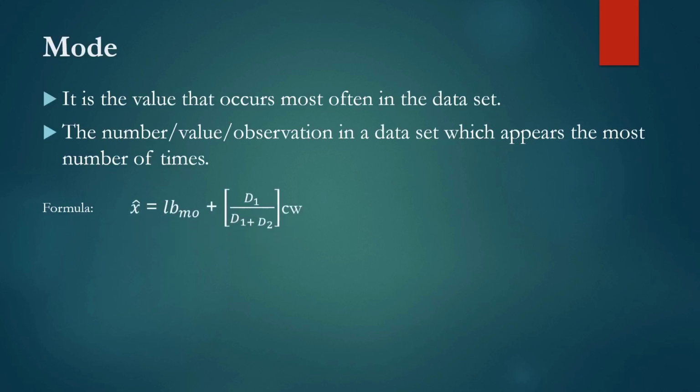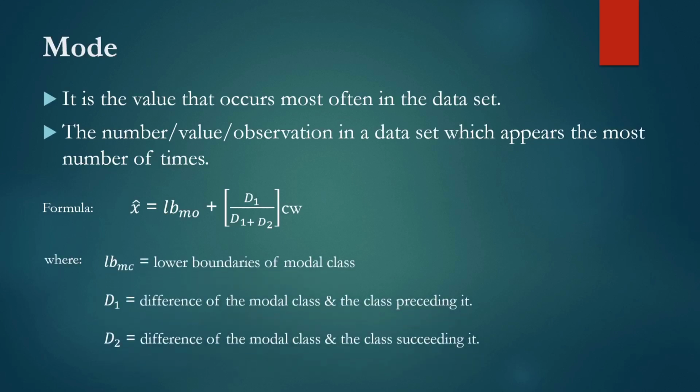This is the mode formula. LB sub MO plus D sub 1 over D sub 1 plus D sub 2 times CW, where LB sub MO is the lower boundary of the modal class, D sub 1 is the difference of the modal class and the class preceding it, and D sub 2 is the difference of the modal class and the class succeeding it.